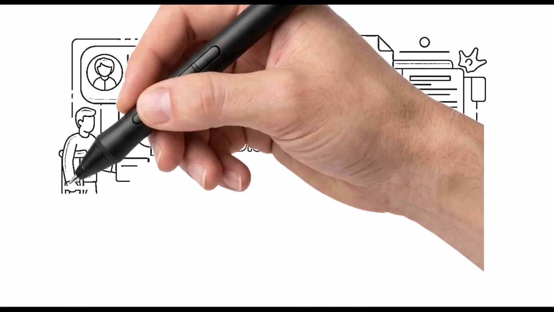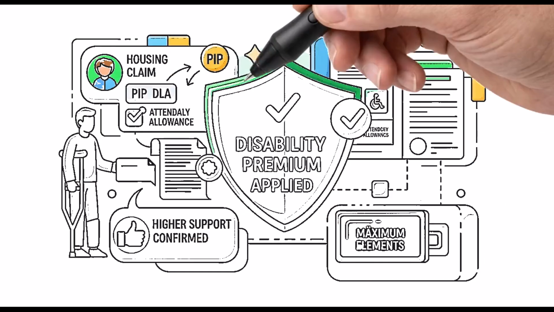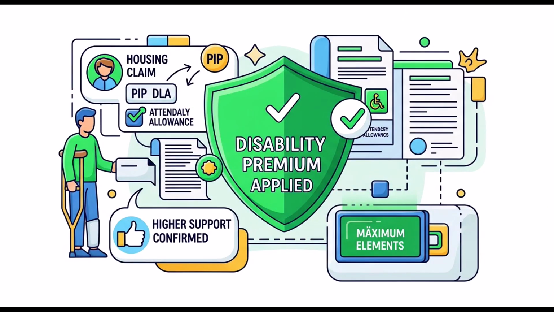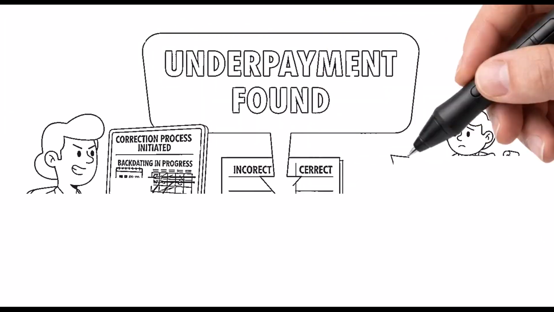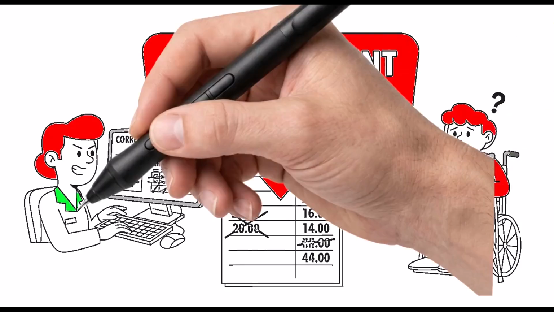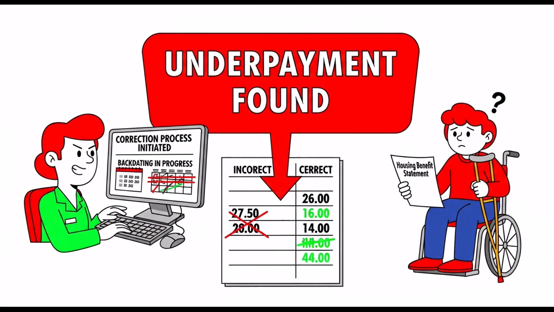Every pound of housing support you are entitled to but not receiving is money leaving your household every single month, so please check your claim carefully today. The DWP and local councils make errors more often than most people realize, and it is your responsibility to identify those errors and formally request corrections today.